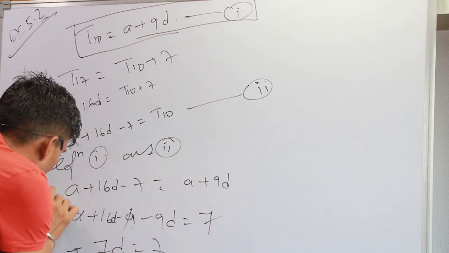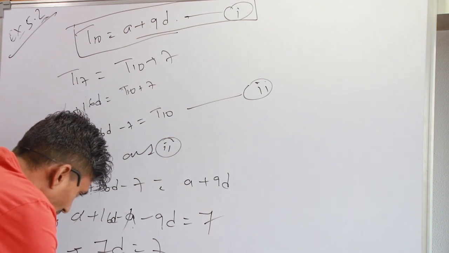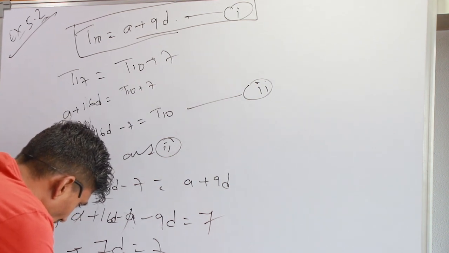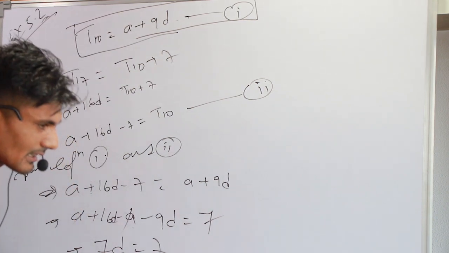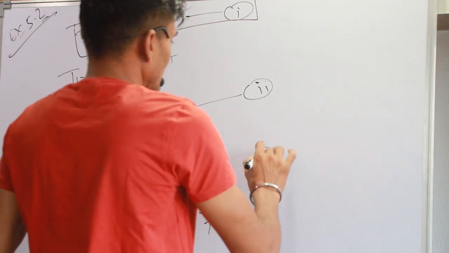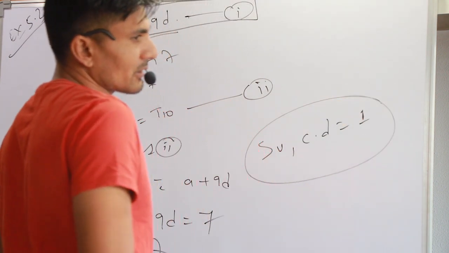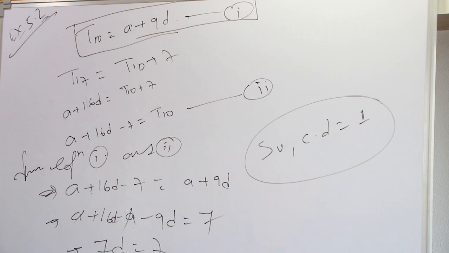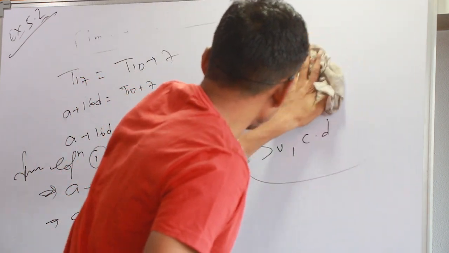Now in the question they are asking for the common difference. D equal to 7 by 7, that is equal to 1. So D equal to 1. Now we have the value of D, that is our answer. CD means common difference, that is 1. I hope all of you are able to understand this question also. Next one.